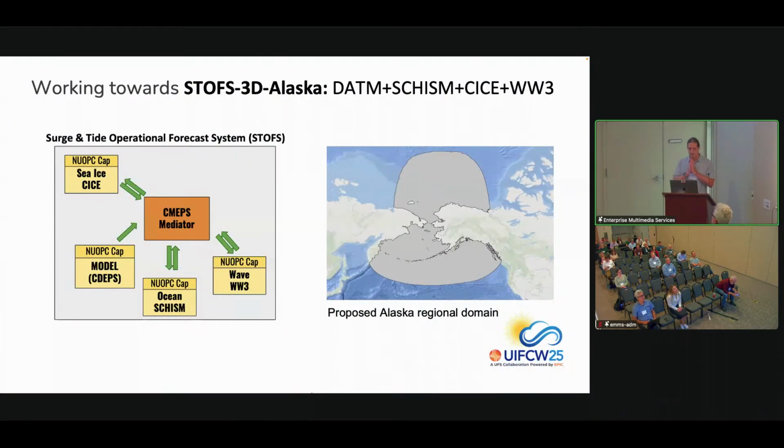So STOFS 3D Alaska is a planned operational forecast system that NOAA is building that hopes to incorporate both WaveWatch 3, an ocean model, and an ice model. Other components of the STOFS for the Pacific and Atlantic couple the ocean and the ice, the ocean and the waves, but this new piece that's required for Alaska is the ice component.